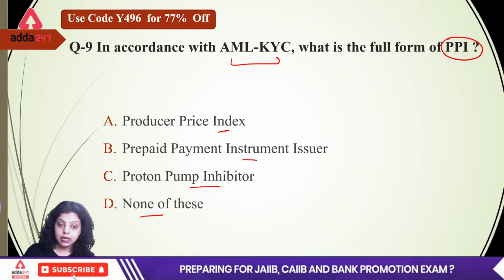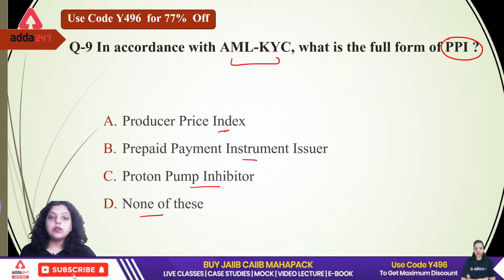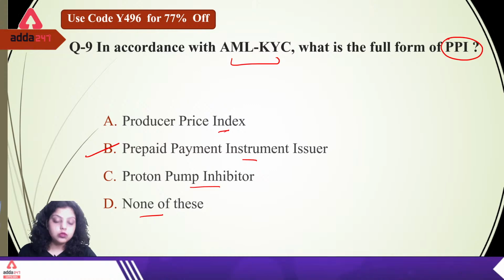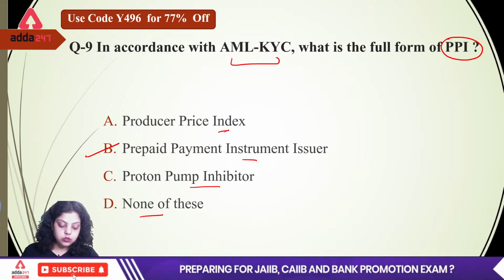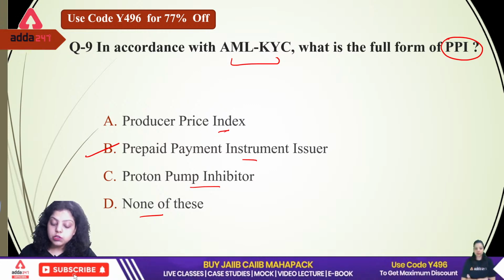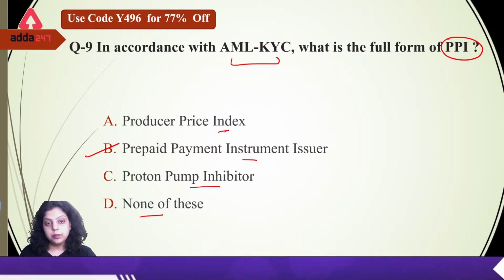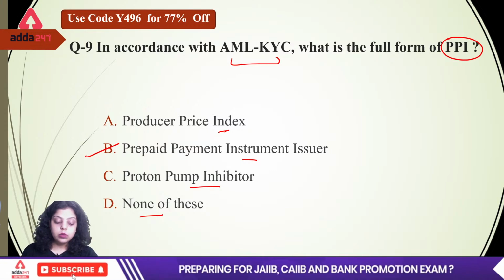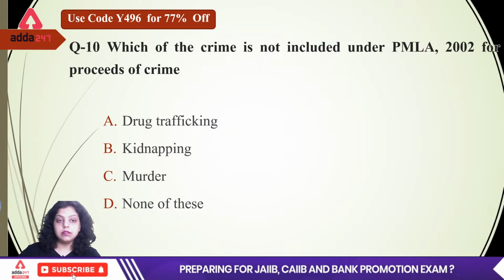Okay. Now the right answer for the 9th question will be prepaid payment instrument. So prepaid payment instrument is the full form of PPI. These are the instruments in which you have money in a wallet and you are doing transactions from that wallet only. So that is known as a prepaid payment instrument. So the right answer will be B.